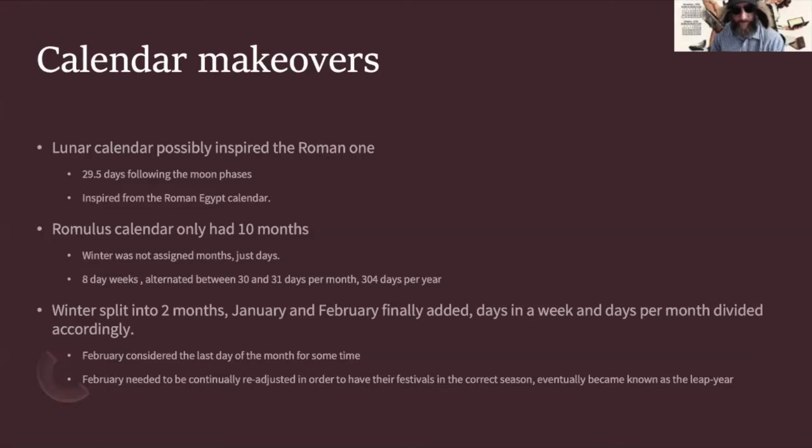For some time, February was considered the last month of the year. And because it was the last month and everything was still kind of uneven, they had to continually readjust the days of February to make up for the synchronicity of the seasons and the months. Because at some point, January was popping up at the beginning of fall, so it was crazy. They had some math to do.